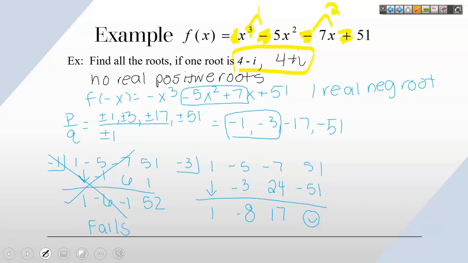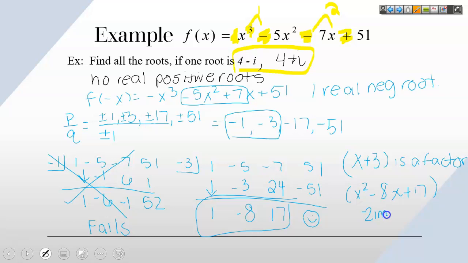So that tells me that negative 3 is a 0, and that x plus 3 is a factor. And then that leaves x squared minus 8x plus 17. This gave the 2 imaginary. And this gave the one negative real. So it said to find all of the roots. So root 1, root 2, negative 3 is root 3.